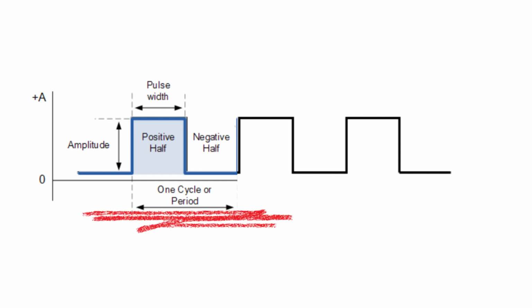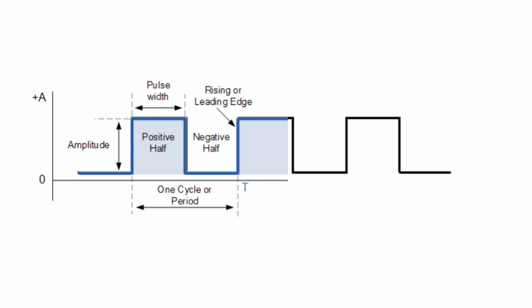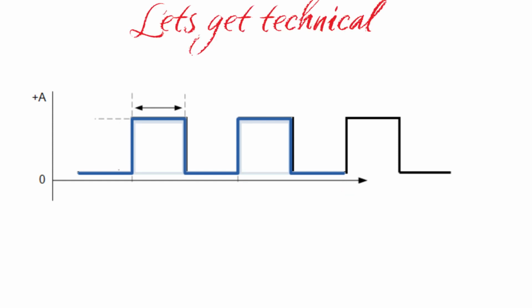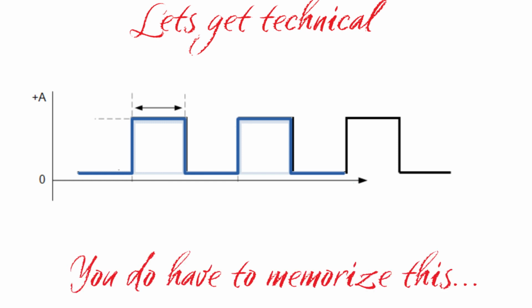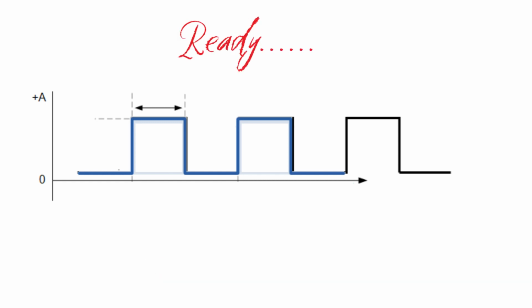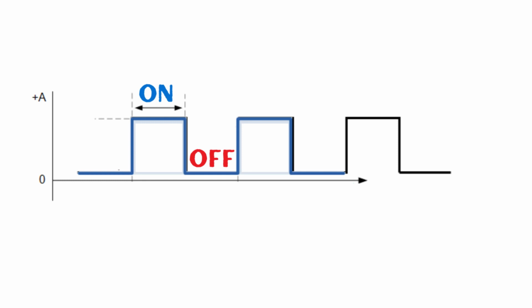That basically is 1 hertz. You've got your rising edge, which is the slew rate, and then you've got your trailing edge. That is also very important to understand. If you want to get really technical, and yes, you're going to have to memorize this, on your square wave, this is a unipolar square wave, by the way. You ready? There it goes. On, off, and that's it.